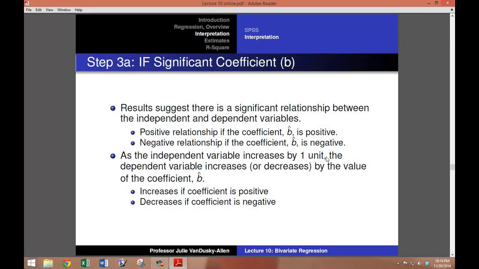If you have a significant coefficient, you write, the results suggest that there is a significant relationship between the independent and dependent variables. You indicate whether that relationship is positive or negative based on the coefficient b hat. If the coefficient is positive, there is a positive relationship, and if the coefficient is negative, there is a negative relationship. Next you write, as the independent variable increases by 1 unit, the dependent variable increases or decreases by the value of the coefficient b hat. The dependent variable increases if the coefficient is positive and decreases if the coefficient is negative.